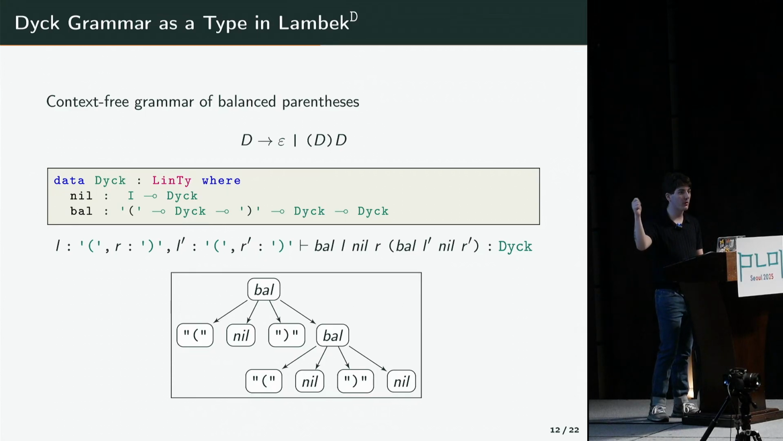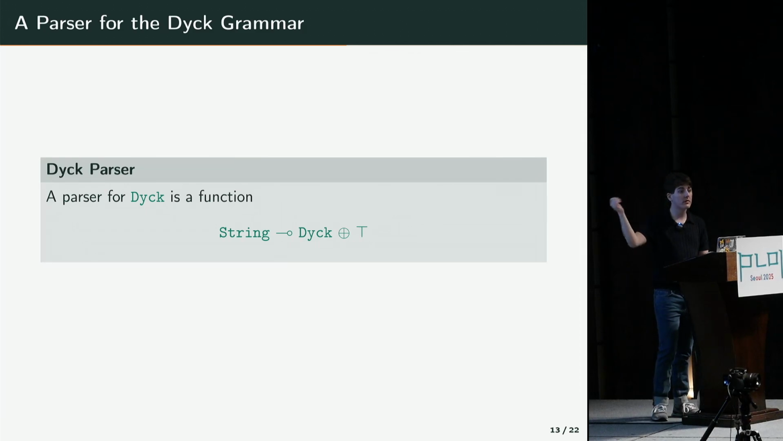So with this formal grammar as an inductive linear type in LambekD, we're now going to build a parser for this formal grammar. And let me reiterate what I mean by parser. A parser is going to be a partial function from strings to parses of the Dyck grammar, and we'll represent that in LambekD as a function that takes in an arbitrary string and maps into the maybe monad acting on the Dyck grammar, so either returning a parse of the Dyck grammar, or top, where top corresponds to failure of a parser.